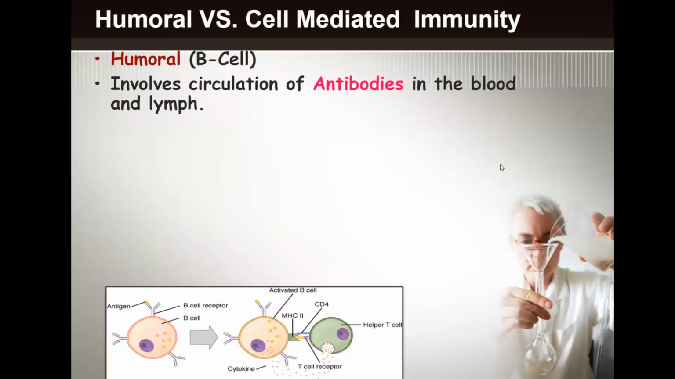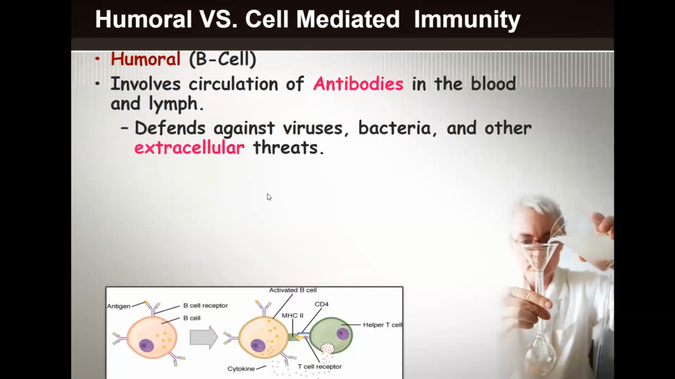The humoral has to do with the B cells. Remember, we said blood, bone, B. It involves circulation of antibodies in the blood and lymph. So we're going to talk about antibodies. We want to be able to list them and talk about how they affect foreign antigens. So these are free-floating antigens in the blood and lymph. So they defend against all kinds of extracellular threats. Extracellular, so they're found outside of the cells, right? Viruses, bacteria.